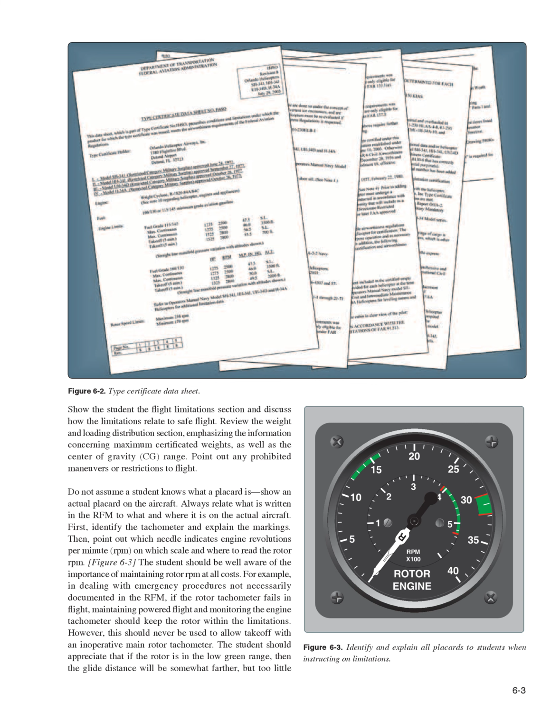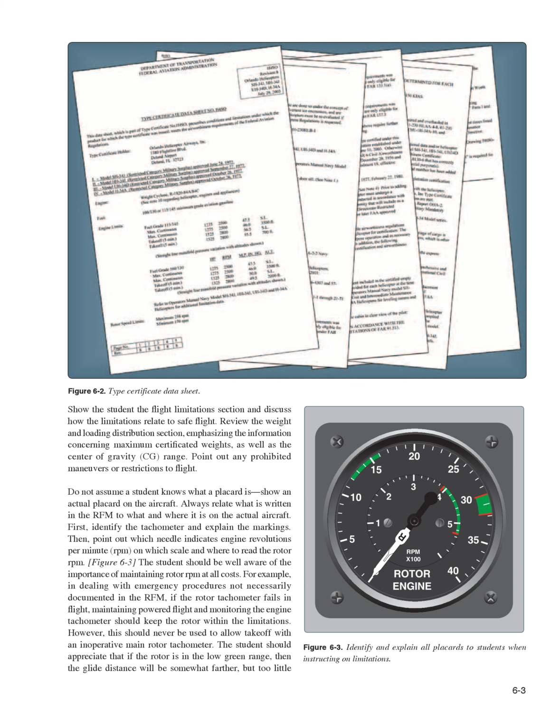First, identify the tachometer and explain the markings. Then, point out which needle indicates engine revolutions per minute, RPM, on which scale, and where to read the rotor RPM. Figure 6.3. The student should be well aware of the importance of maintaining rotor RPM at all costs. For example, in dealing with emergency procedures not necessarily documented in the RFM, if the rotor tachometer fails in flight, maintaining powered flight and monitoring the engine tachometer should keep the rotor within the limitations. However, this should never be used to allow takeoff with an inoperative main rotor tachometer.